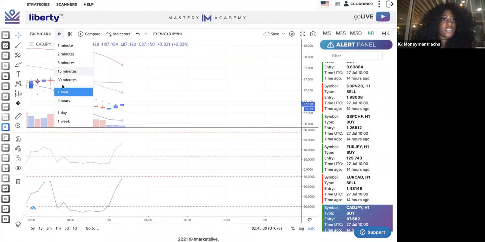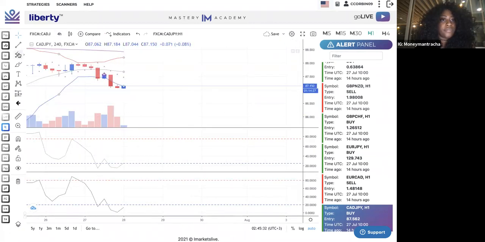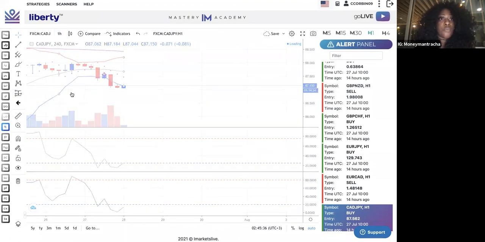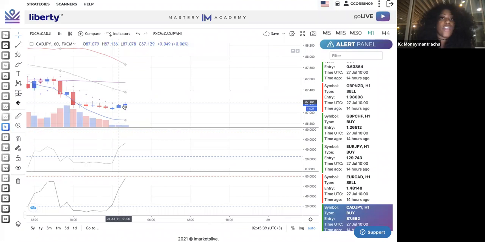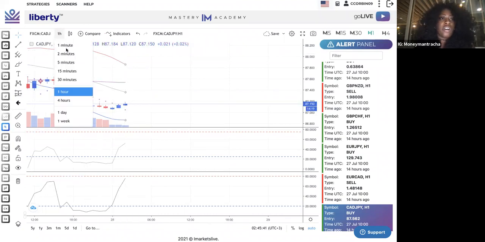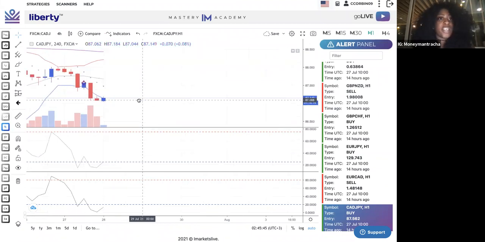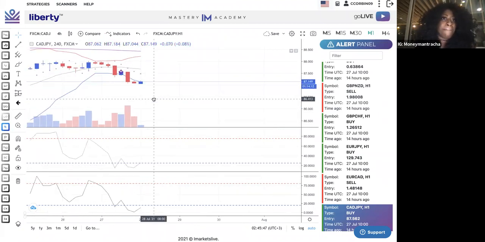I'm just trying to decide if this is even worth it. I think it is. I really think CADJPY is worth it, because as we can see, if we look at it on the hour, there's a blue candle. If we look at it on the 4 hour, there's also a blue candle telling us that it does have the potential to keep buying.